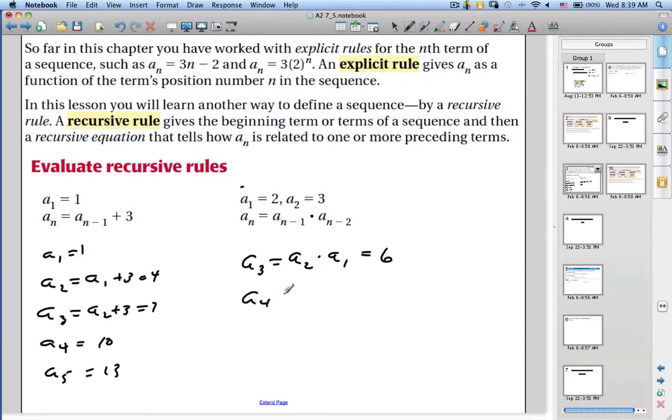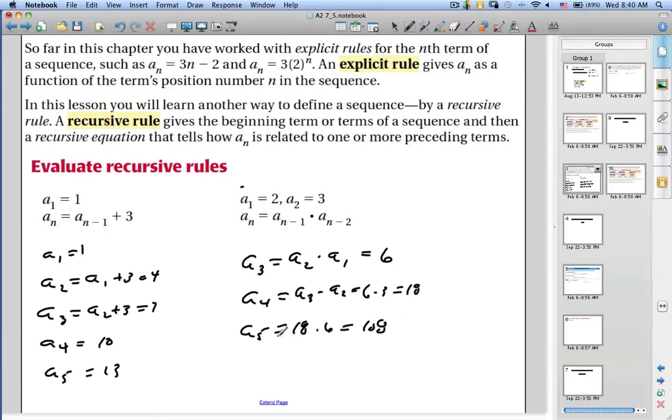Now a sub 4 will be equal to a sub 3 times a sub 2. Well, a sub 3 was 6, a sub 2 was 3, so that'll be 18. A sub 5 would be equal to a sub 4, which was 18, times a sub 3, which was 6. So that'd be 60 and 48, that's 108. Okay, and that's how recursive rules work.